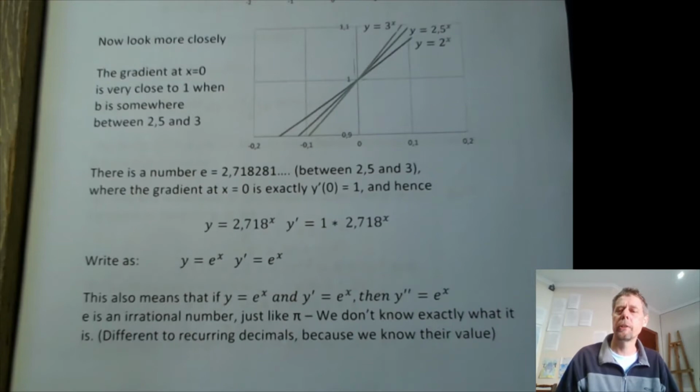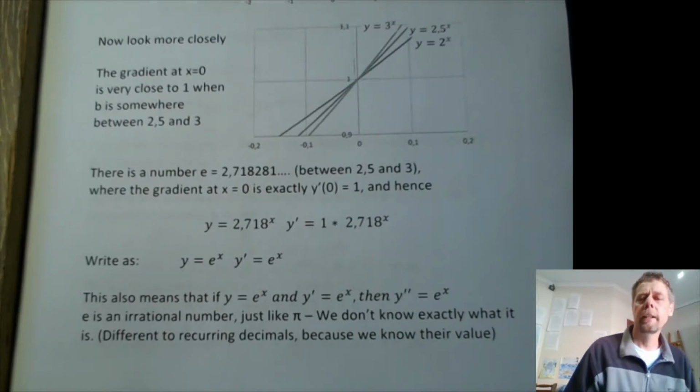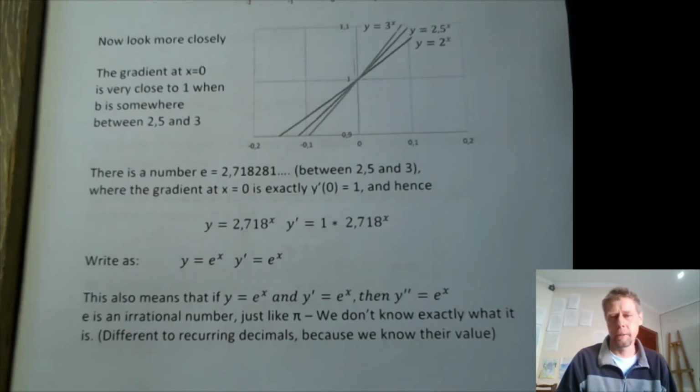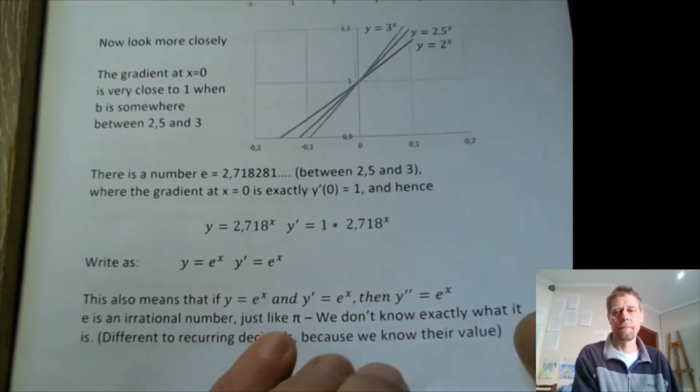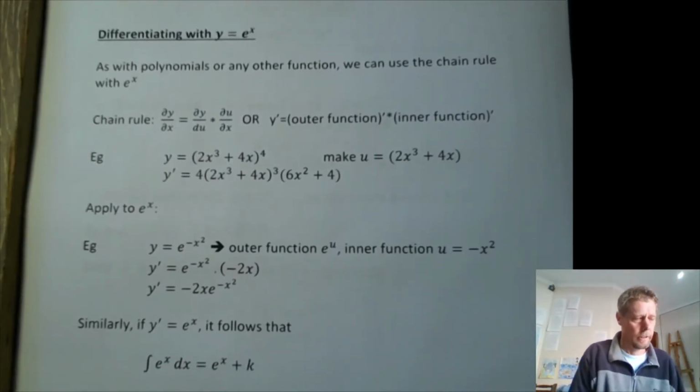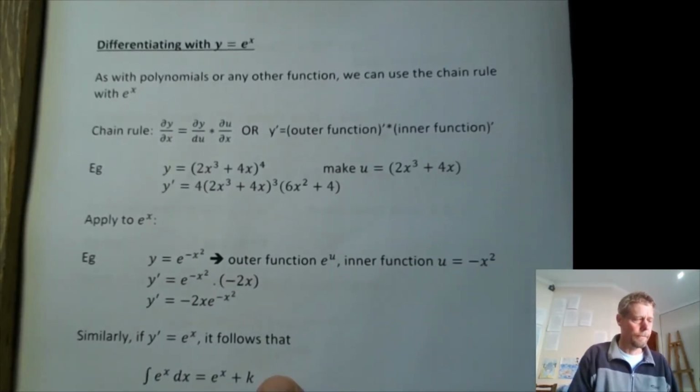Incidentally, if you have recurring fractions, one would think those are also irrational because they go on forever. The difference is with a recurring decimal, you actually do know the value. You know that it's 0.666 forever. So it's actually rational and can in fact be expressed as an integer divided by an integer. That's been done previously. So how do we differentiate with the form e to the x?